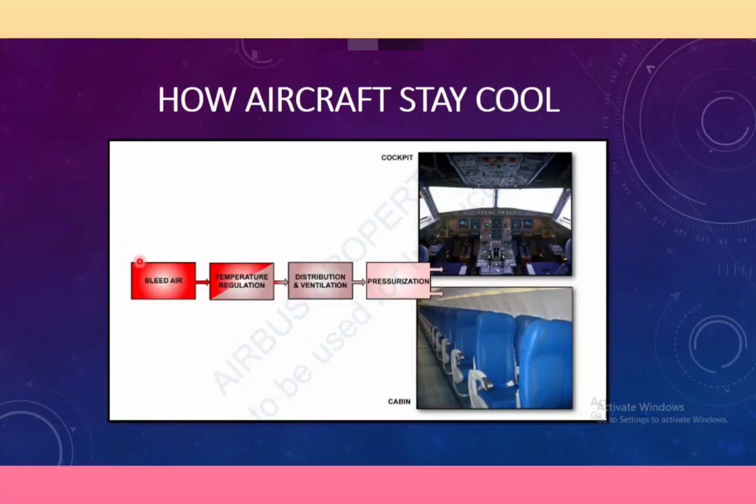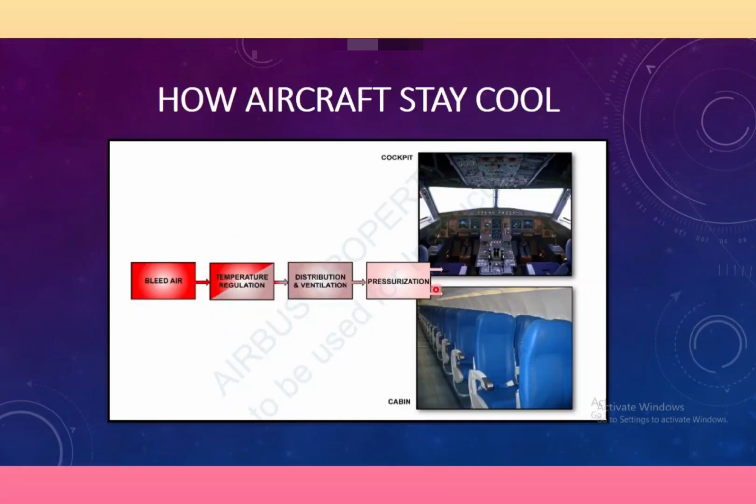So here you can see, I am taking the bleed from somewhere, APU or engine, then doing the temperature regulation, then distribution and ventilation, then the pressurization system. Temperature regulation is a part of the air conditioning system. Distribution and ventilation will come in the next part, that is the avionics ventilation system, and pressurization is a separate chapter. So all three I will discuss in the next parts one by one.